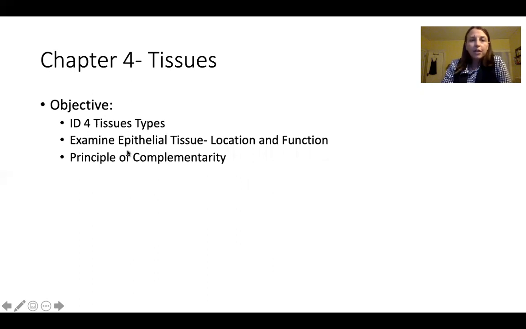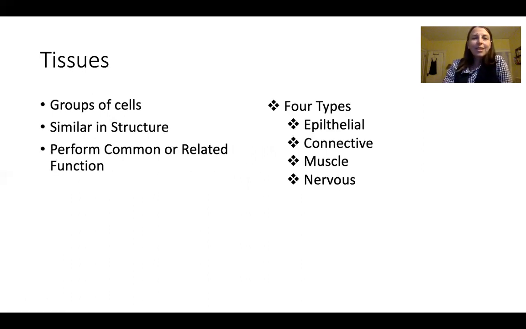There's 4 tissue types. We're going to take a look at epithelial today, including their location and function, and then reiterate the principle of complementarity. So the definition of tissues is that they are a group of cells that are similar in structure and perform a common or related function. Okay, so that's how we can categorize tissues.